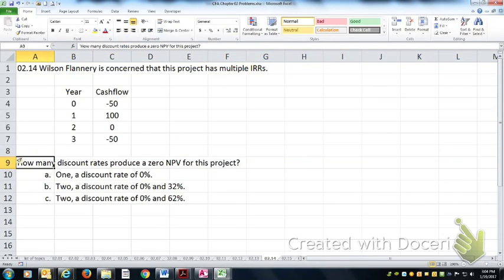All right, so there's a potential for 2. And one thing I can tell for sure is that 0 is going to be one of the answers here. At a 0 discount rate, you have $100 going out and $100 going in. NPV would be 0. So at 0%, the net present value of this project is 0. And anytime you have a crossover of the horizontal axis, that means you have another IRR.